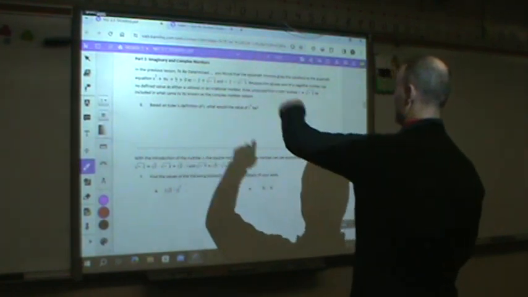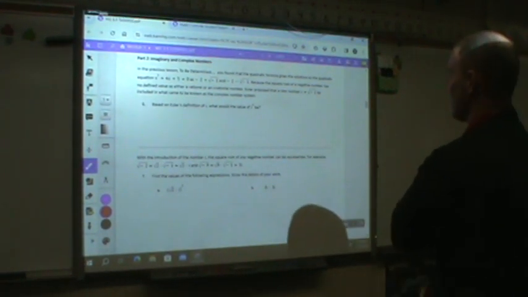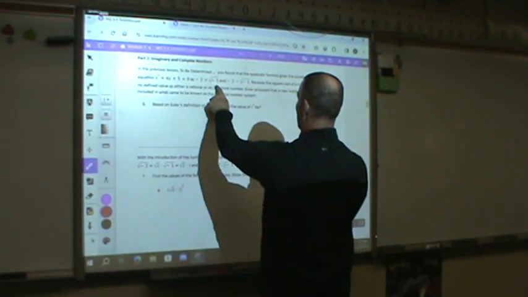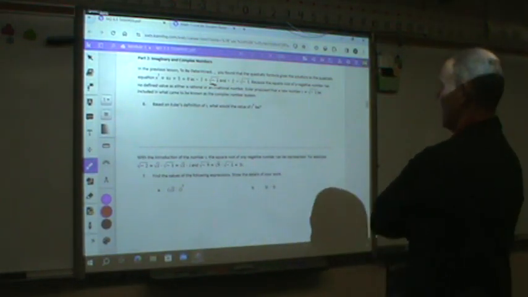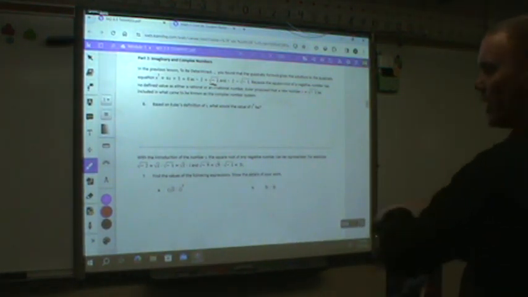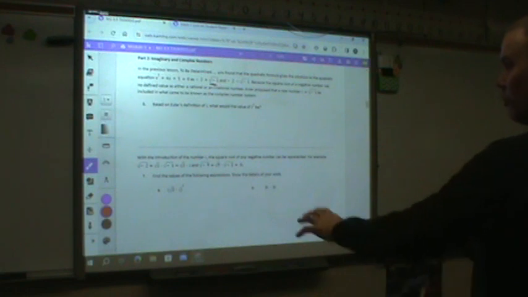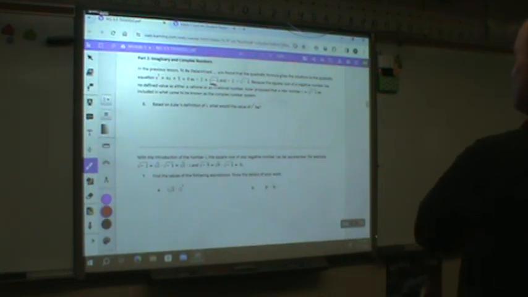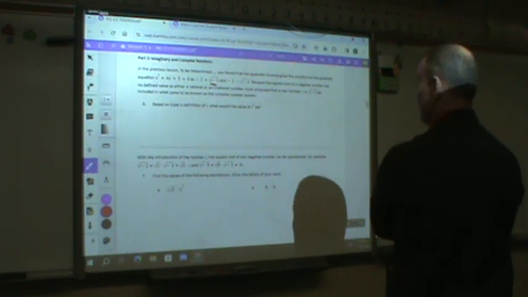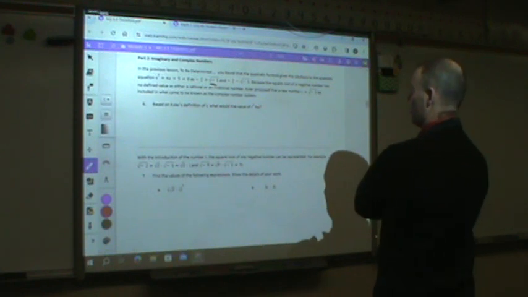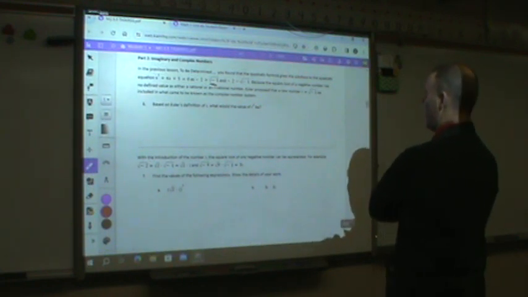In previous lessons, we found answers that dealt with negative radicals. Okay? Back then, I told you, we're not going to worry about that. We're going to save that for a later date. Well, today is the later date. Because the square root of a negative number has no defined value, it is neither rational nor irrational. Therefore, it is called complex.